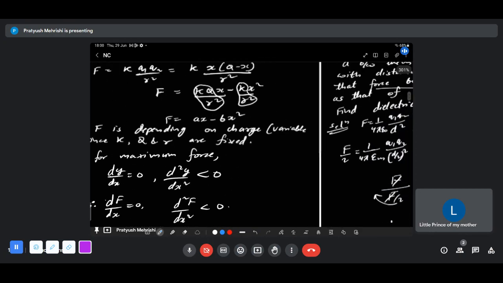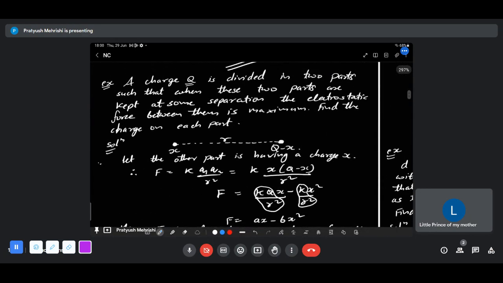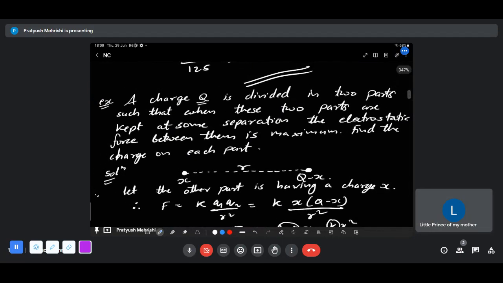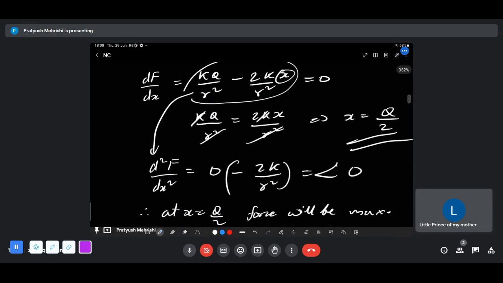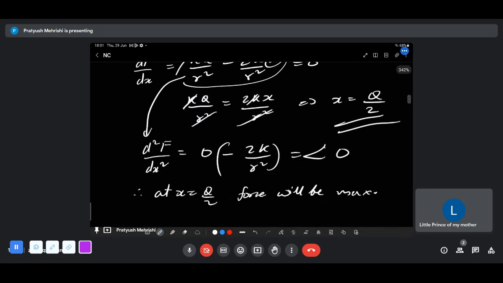What was the x now? X was the charge, the maximum value of the charge on these two parts. Got it now? Sir, got it, sir.